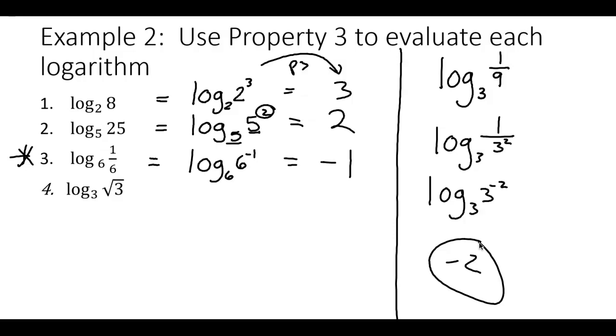This one I didn't have to rewrite. It was already a 6. It was a 6 to the first power, so I didn't have to rewrite it. This one was a 9, so I had to change it into a 3 first, and then I did the negative power. So, all right, let's go ahead and take a look at number 4.